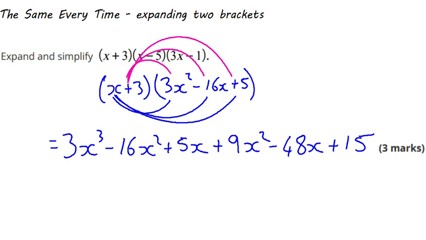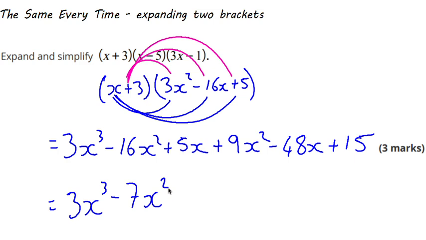So our final task is to simplify everything we have here. What kind of terms do I have? I can see I've got x cubed, I've got x squared, I've got x, and I've got numbers. So how many x cubed do I have? There's only one term with x cubed, and it's the first term there, 3x cubed. What about the x squared? I've got negative 16x squared plus 9x squared. Negative 16 plus 9, negative 7. So negative 7x squared. How many x do I have?